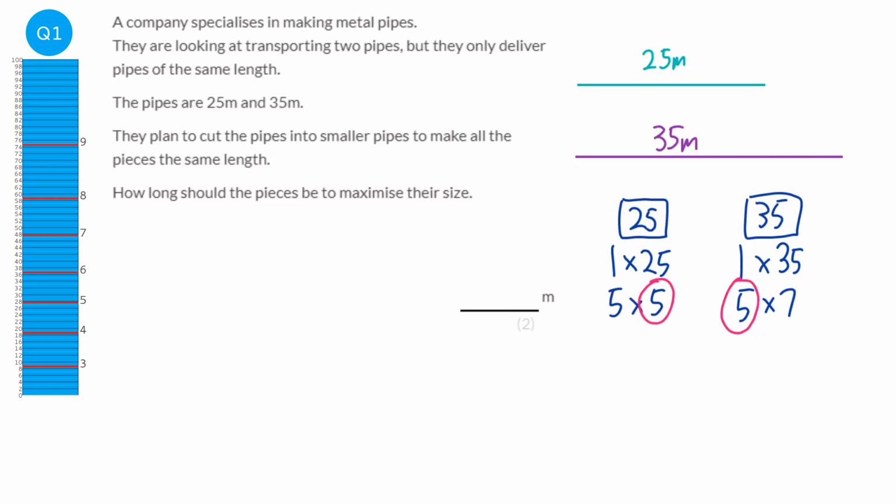So what we can do is cut all of these pipes into 5 meter pipes. So 1, 2, 3, 4, not to scale, and then 7 of these, so there's 7 in total. Each of these are 5 meter long, and there's no wastage, and that's the longest we can make the pipes for there to be no wastage at all. So my answer is 5 meters.